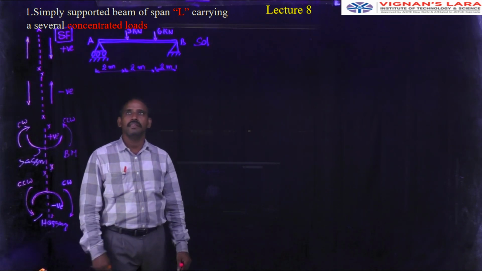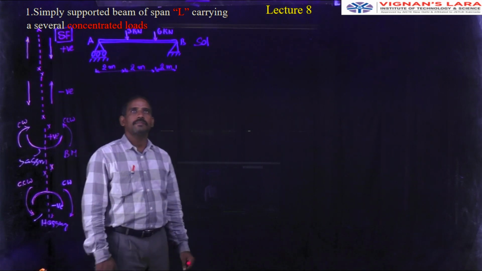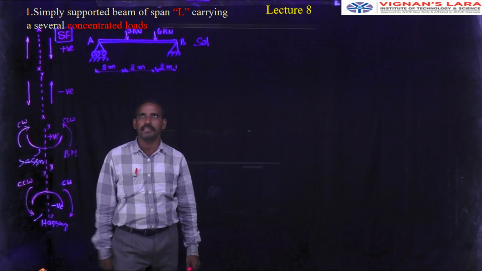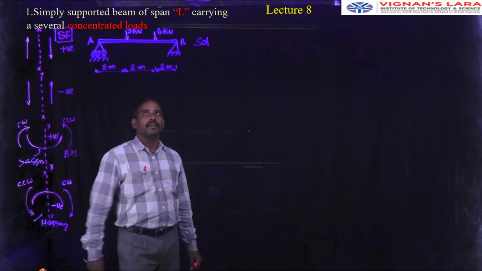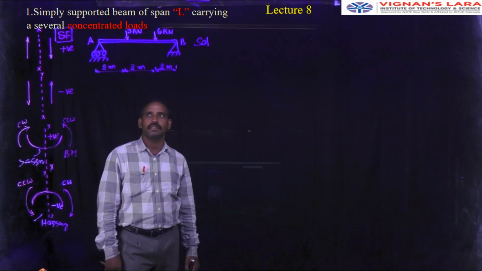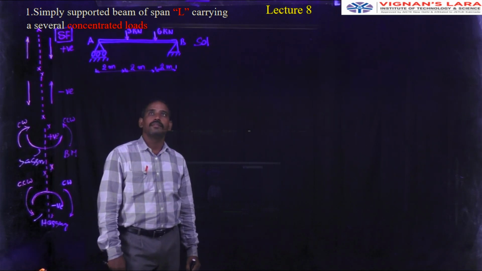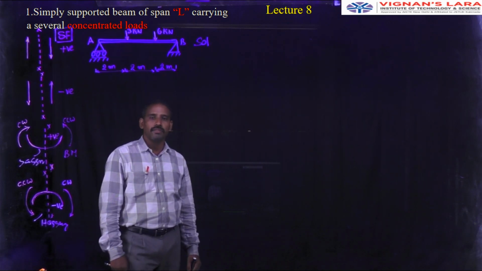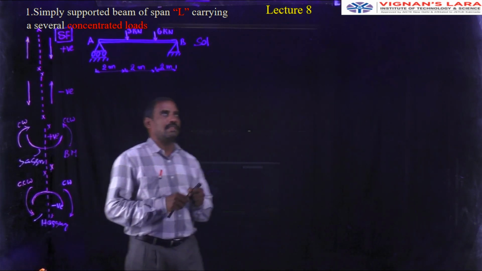Here let us see the problem. A simply supported beam AB of length L equal to 6 meters, carrying two loads of magnitude 3 kilonewtons and 6 kilonewtons at a distance A from A as shown in the figure. Initially we have to calculate the reaction forces.